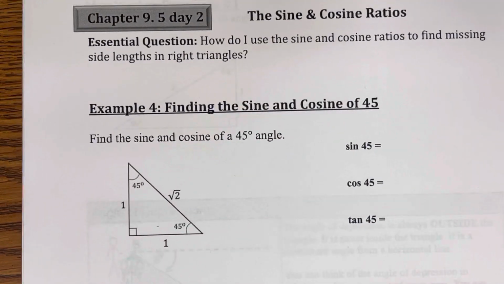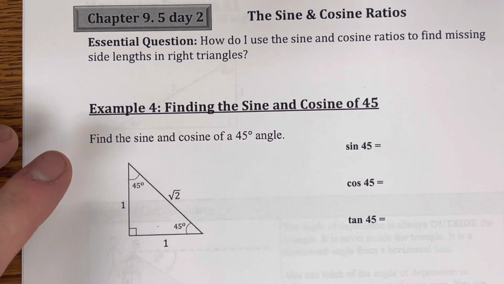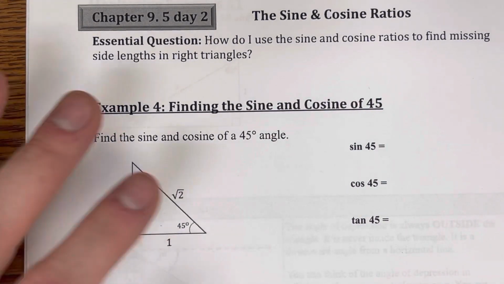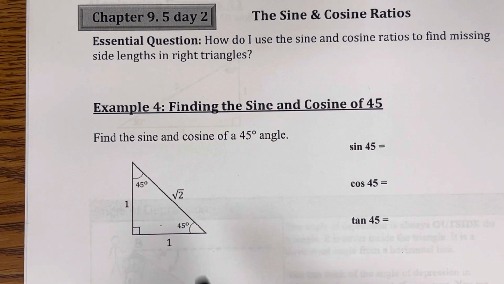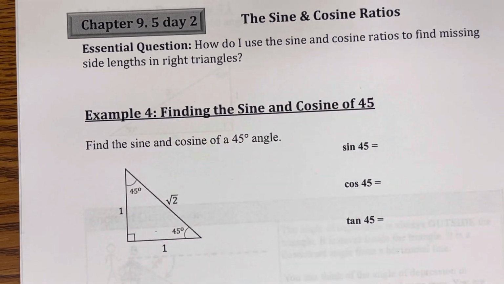So taking a look at this special right triangle, it's a 45, 45, 90. So the side lengths are 1, 1, and the square root of 2, because the hypotenuse is equal to the leg times the square root of 2. And 1 times the square root of 2 is just the square root of 2. So we're going to first find the sine of 45.